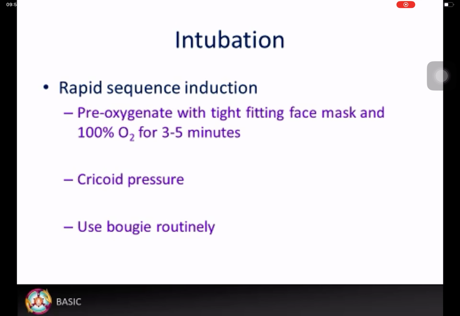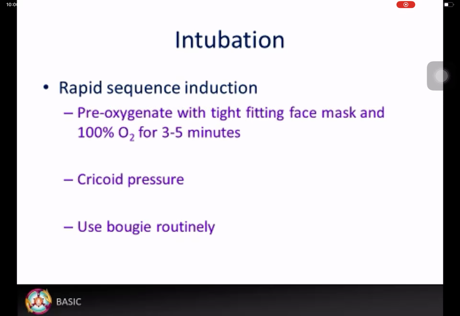If you're going to use direct laryngoscopy, a rapid sequence induction is recommended. Pre-oxygenate the patient with a tight-fitting face mask and 100% oxygen for 3 to 5 minutes. Use cricoid pressure. This may cause subluxation of an unstable cervical spine, but there is no evidence that this results in a worse outcome.